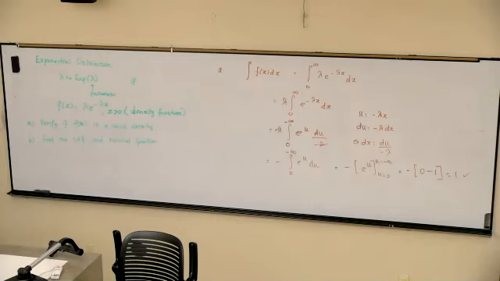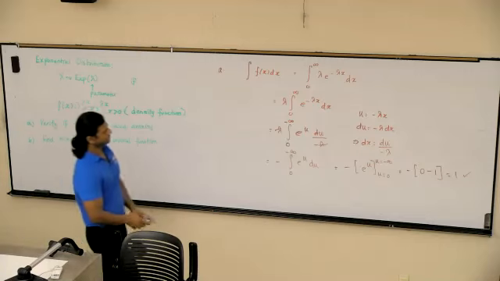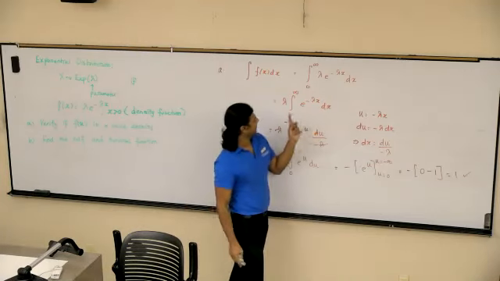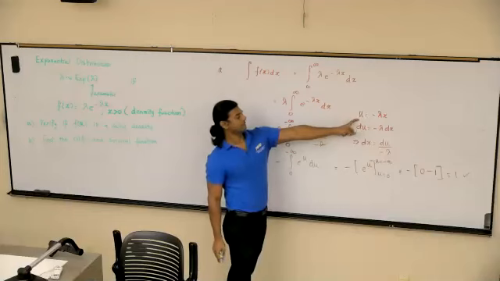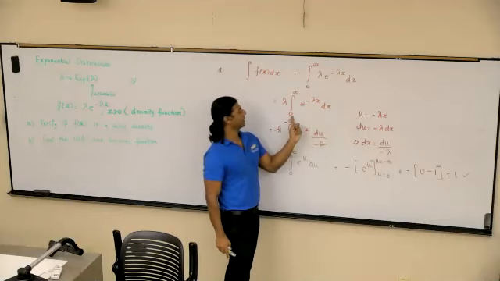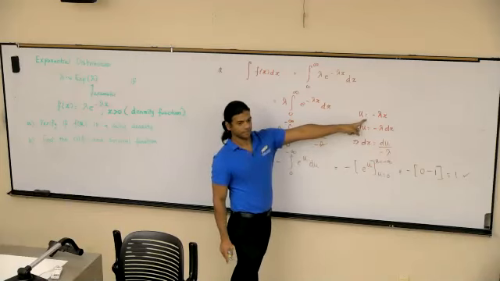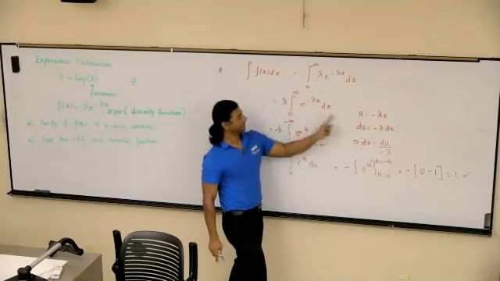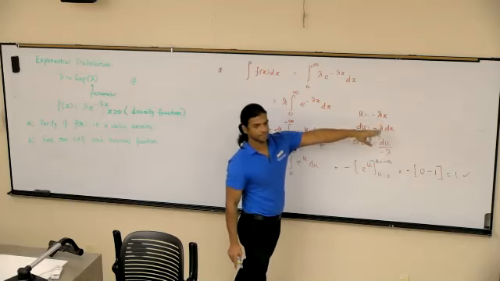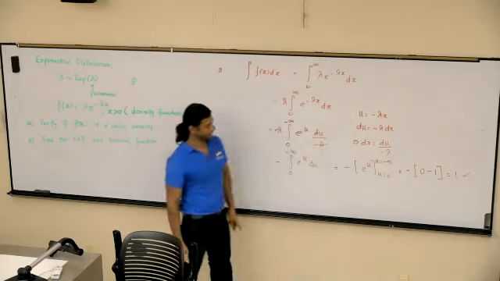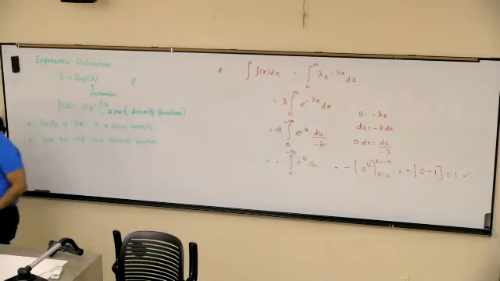Yes? Why did the infinity become negative? Change of limits. Since I'm using u substitution, when x is 0, u is 0. When x is infinity, negative lambda times infinity is negative infinity. Good.